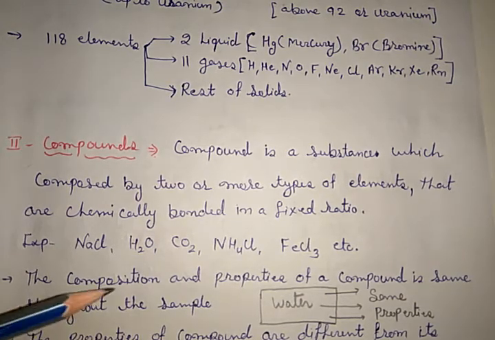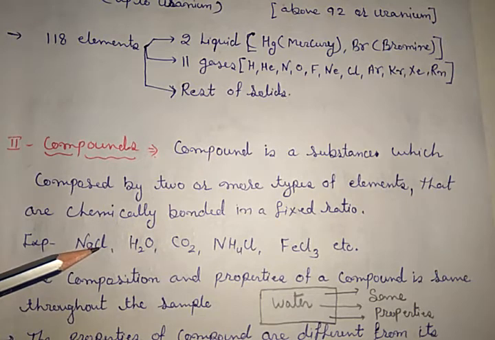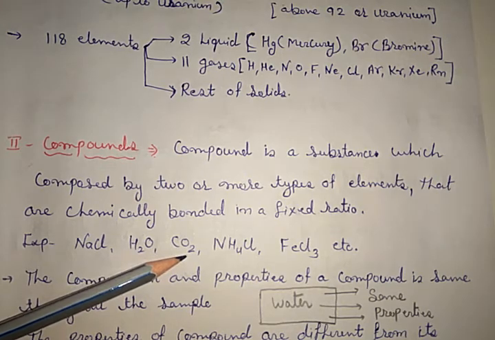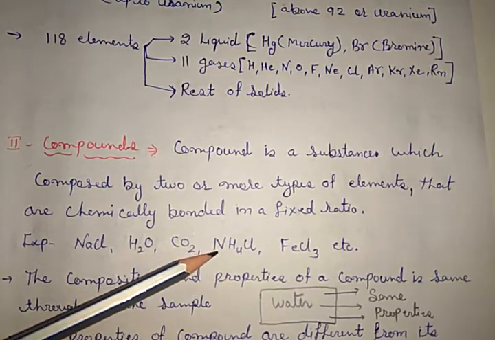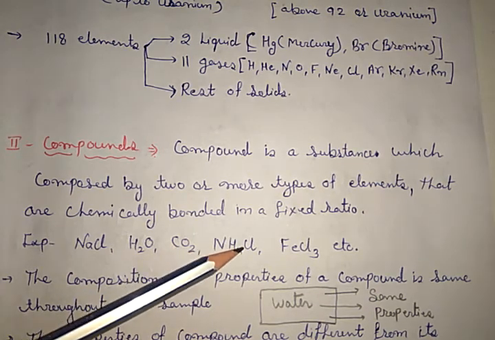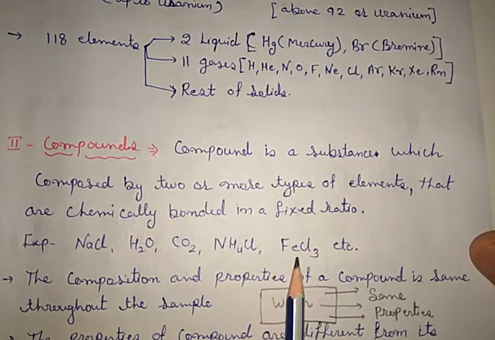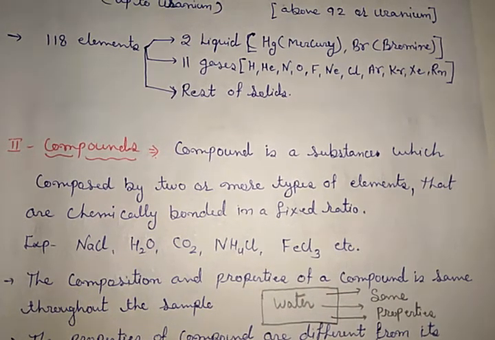For example, NaCl, here Na and Cl. H2O, one is hydrogen, one is oxygen. CO2, one is carbon, other is oxygen. NH4Cl, ammonium chloride, there are three elements: nitrogen, hydrogen and chlorine. Ferric chloride, FeCl3, there are two elements, one is iron, Fe, and one is chlorine. Okay, so these are called compounds.